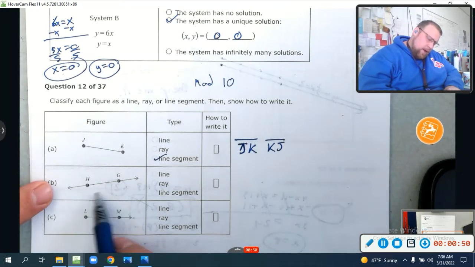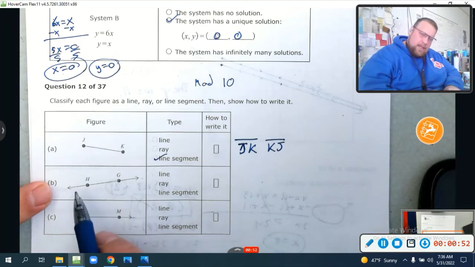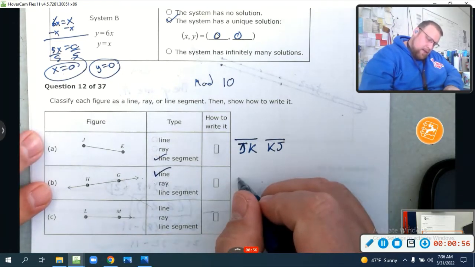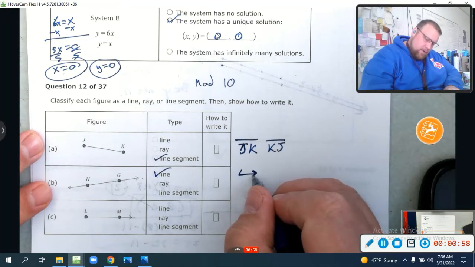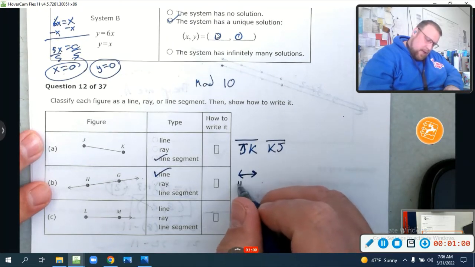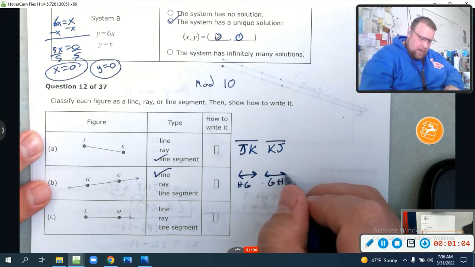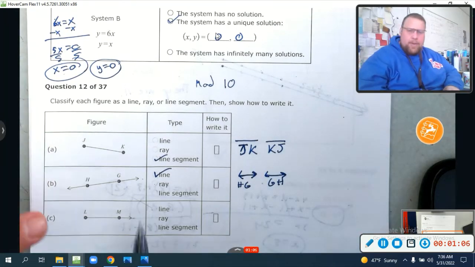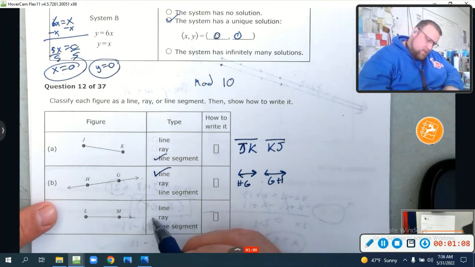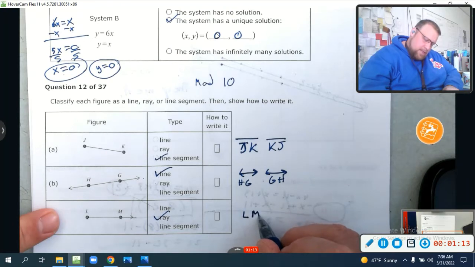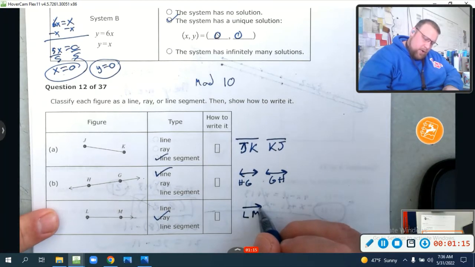Now we have a line right here with arrows on both sides. That is a line, and here's the symbol for it. This is line HG, or again I could put GH when I write it out. Order doesn't matter. Here's where order matters. This is a ray. With a ray, you always start with the endpoint. So this is ray LM. That's the only one you can do, and it's always an arrow to the right.